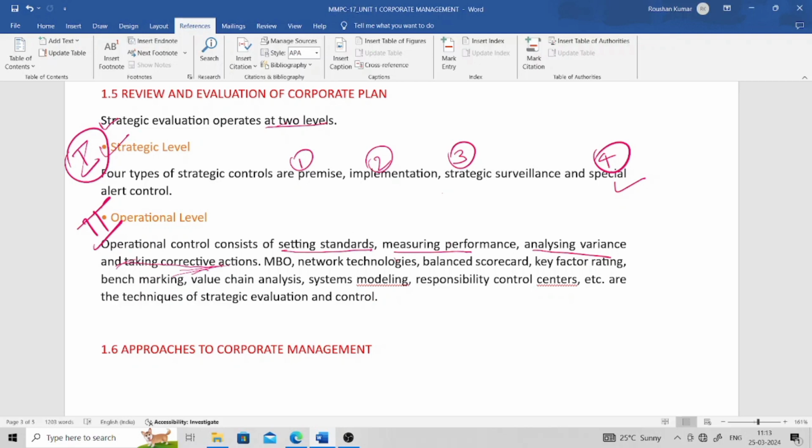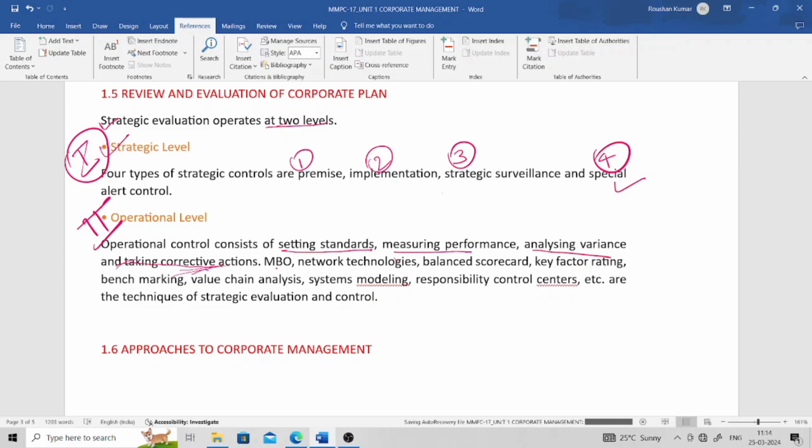So measuring performance is also given here. The current performance should be compared with the standard performance, and if there is more variance or more deviation from the standard operation, then in that case some kind of corrective action should be taken.